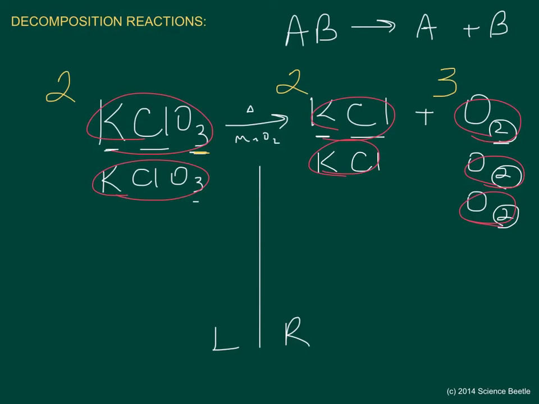And if this was a multiple choice problem, you would look for the answer choice that gave you the coefficient numbers of 2, 2, and 3. Otherwise, you would look for the coefficients written inside the actual chemical reaction with 2, 2, and 3. All right, so here is how we identify decomposition reactions and how we go about balancing them.